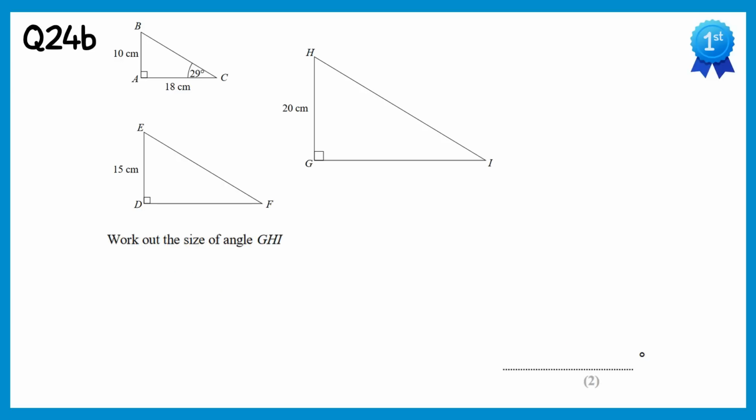For the next part of this question, we need to work out the angle GHI, which is this angle here. Since these shapes are similar, the angles will be the same. So the 29 degrees you can see in the smallest triangle is the same as this angle here. We know the right angle is 90 degrees, and we know the angles in a triangle add up to 180. So if we do 180 take away 90 take away 29, we find GHI is 61 degrees.